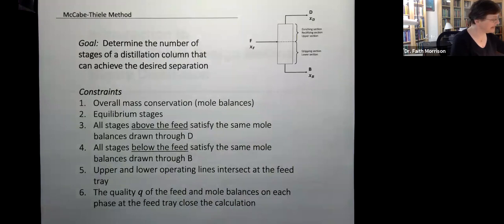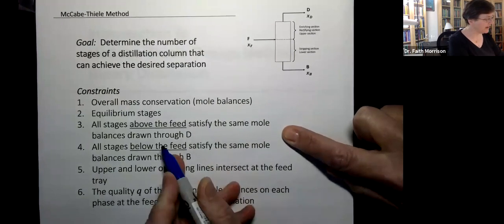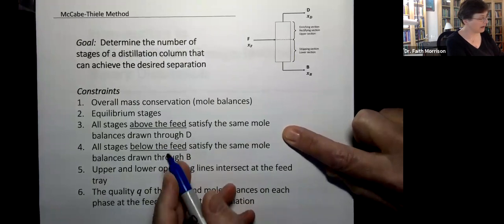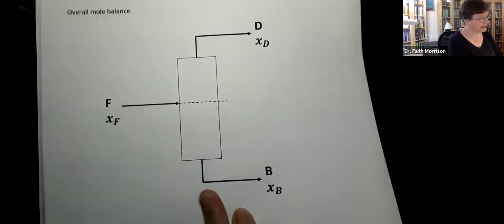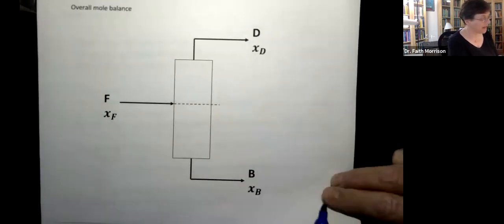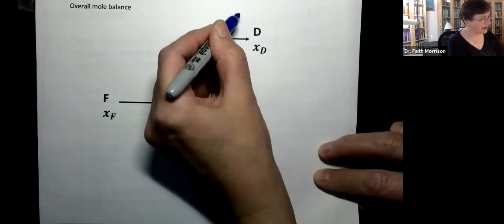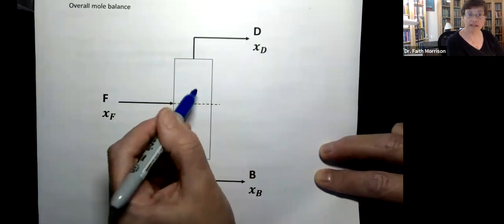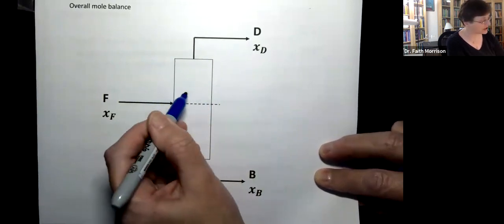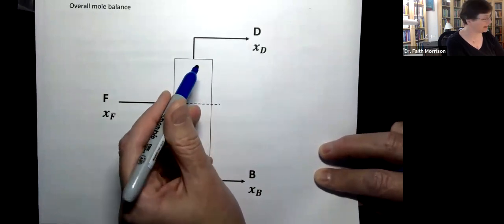So equilibrium stages. All stages above the feed satisfy the same mole balances written through the upper distillate stream. So that means that if I draw some kind of envelope here to indicate where I'm doing my mole balance, above the feed, as long as I'm above the feed, no matter which stage I pick above the feed, they all have the same mole balance.